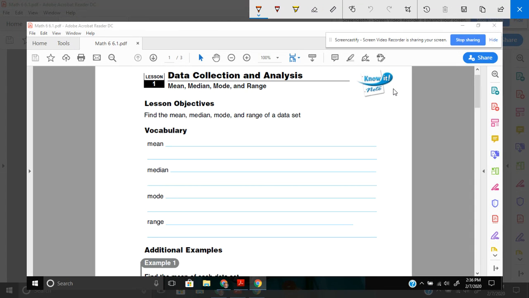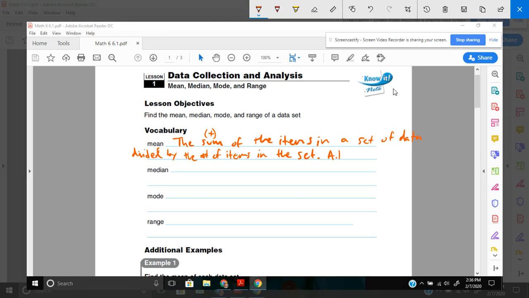So first, we'll start by defining each one of these. The mean is the sum of the items. Remember, sum means the answer to everything added up. The sum of the items in a set of data divided by the number of items in the set. More commonly, mean is referred to as the average.